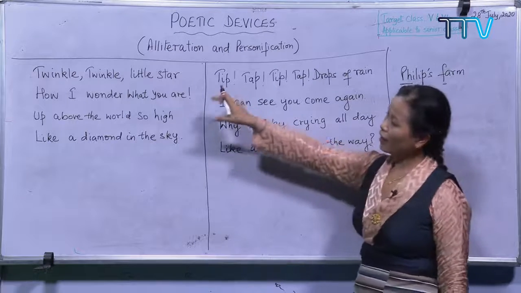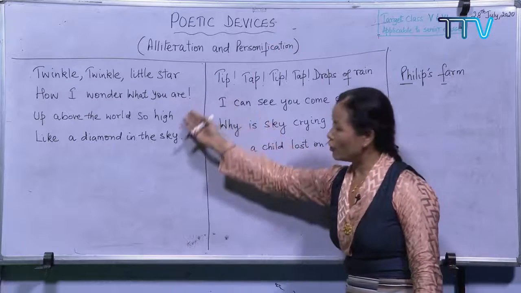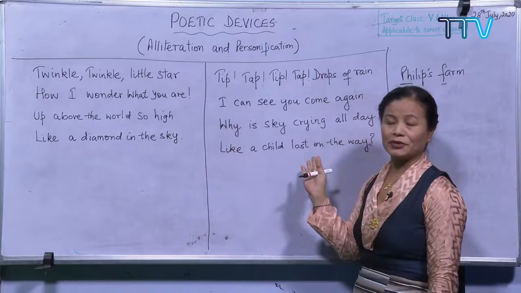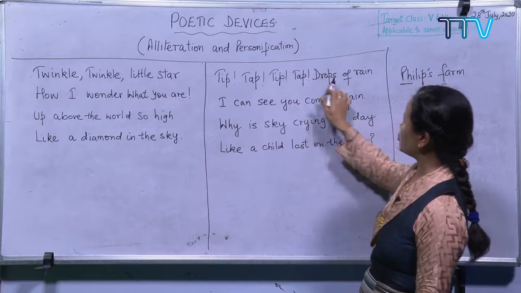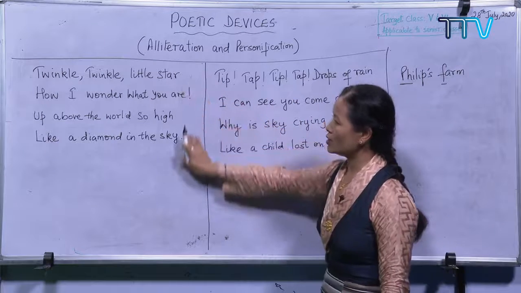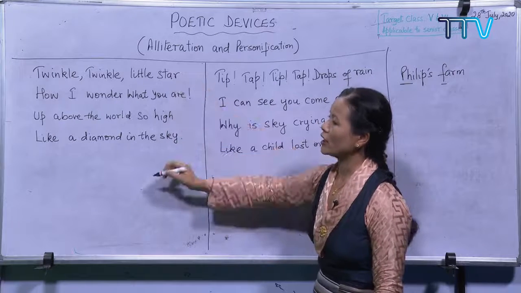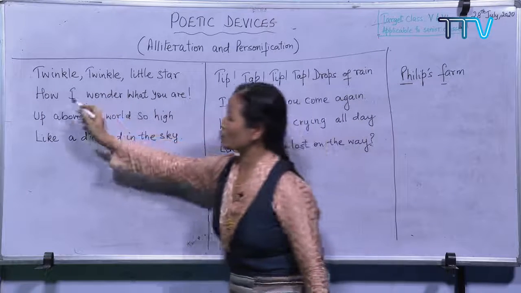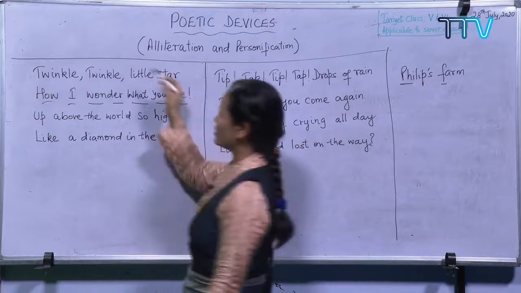See, I have used this. Okay, I have tried to follow the same rhythm and pattern of this rhyme to create another. Okay. You can count the syllable, tip tap, drops of rain. So you have 7. So if you count the syllable in this rhyme, you will find there are 7 syllables in each line. How I wonder what you are. See, how I is 1 syllable. Wonder what you are. 7 syllable, right?